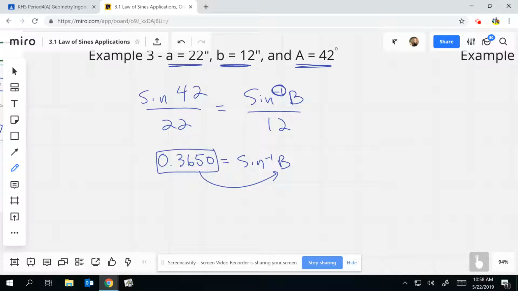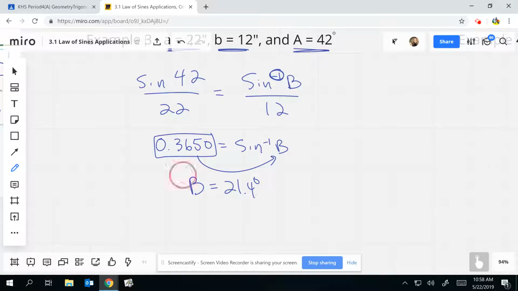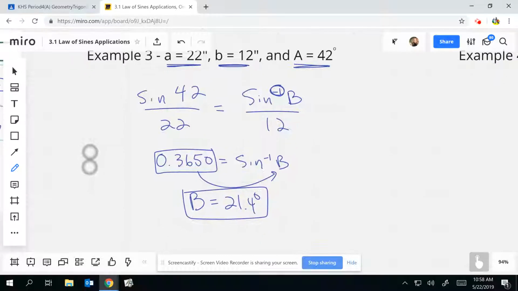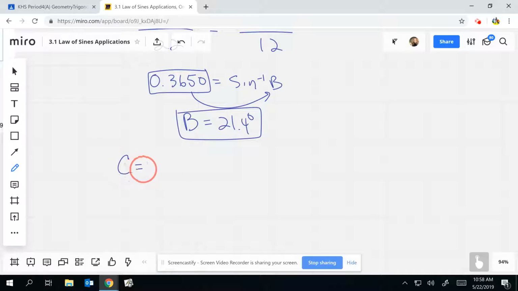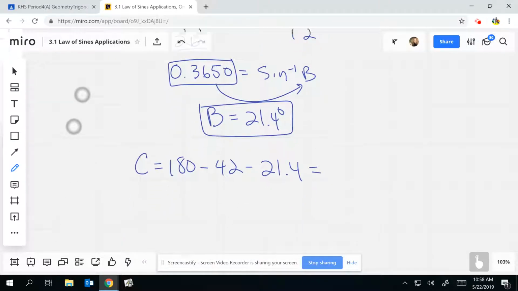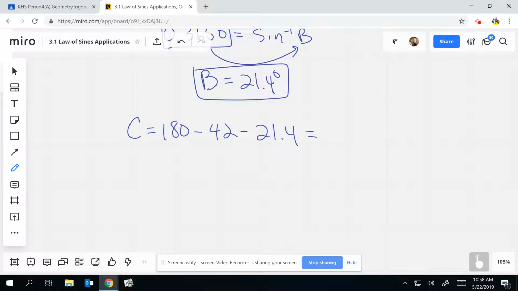So we need to put that into the inverse. So hit second function sine 0.3650, and you get 21.4 degrees. So angle B is 21.4 degrees. Once you've got angle B, that opens up getting C, because you now have angle A and angle B, and now you can get angle C by subtracting those from 180. So angle C, you're going to have 180 minus 42 minus 21.4. Because angle A up here was 42, and then angle B we just found was 21.4.